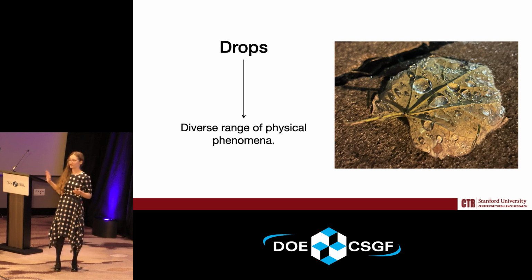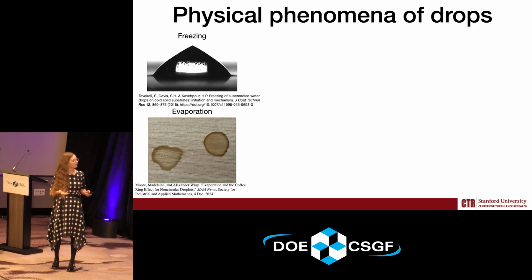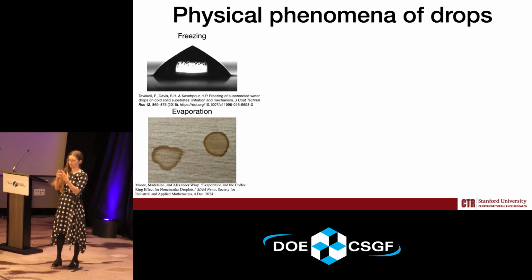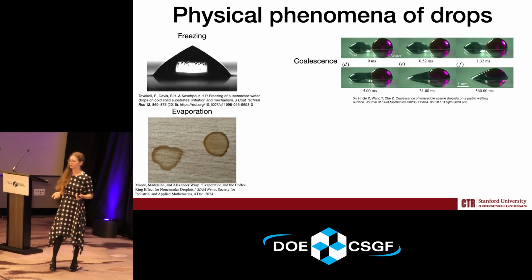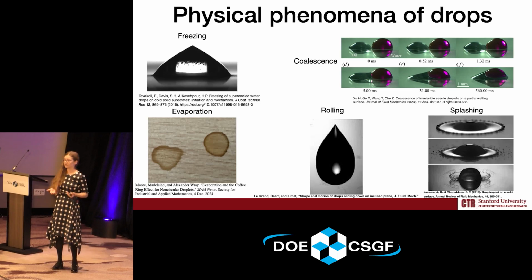Just to give you a small taste of the hundreds of different phenomena that they can showcase, we have freezing of drops. We have evaporation of drops in some interesting ways. This is what's called the coffee ring effect, where you see the darker outline around the rim of the evaporated drop. You have coalescence of drops, so two drops coming together. You have rolling of drops down inclined surfaces, or surfaces where there's a mean flow. And then you also have splashing of different drops.